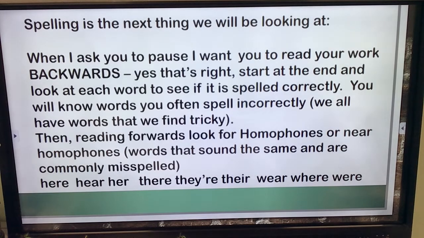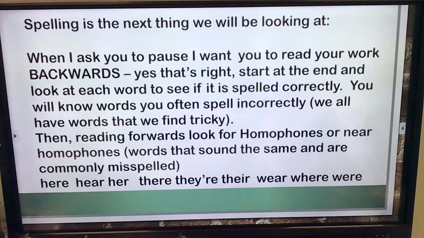I know it sounds a bit weird, but if we look at each word individually, we might see whether or not it looks correct, and we might spot more of our spelling mistakes. There's often words that you personally find tricky to spell, but they probably won't be the same as your best friend or the person you sit next to in class.